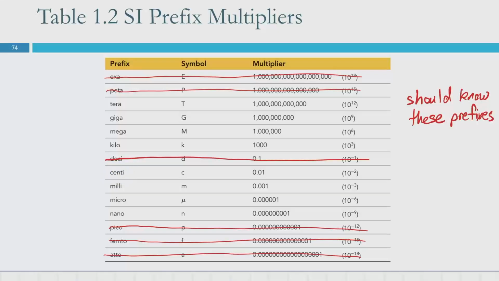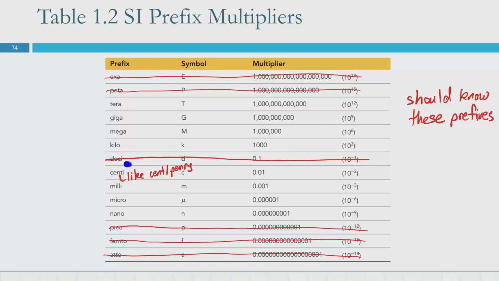And then centi, like centipede, centipedes allegedly have 100 legs. So centi meaning 100th, like cent, or penny, there's 100 of those in a dollar. So a cent is 100th of a dollar. And then milli, micro, and nano being our other small units.